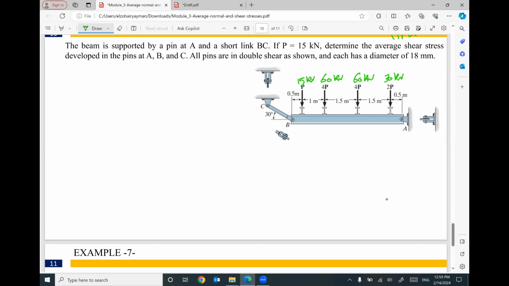So the P value equals 15. So P equals 15, 4P will be 60, and 2P will be 30. And at B, we have a member, BC.